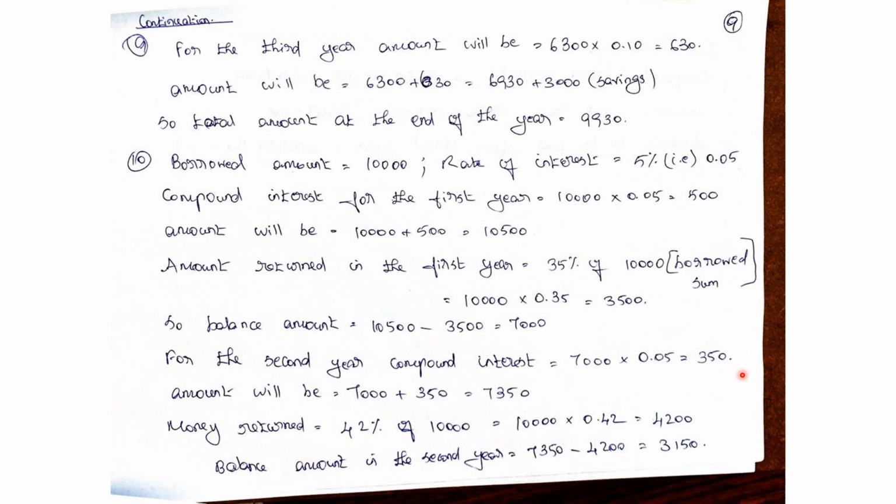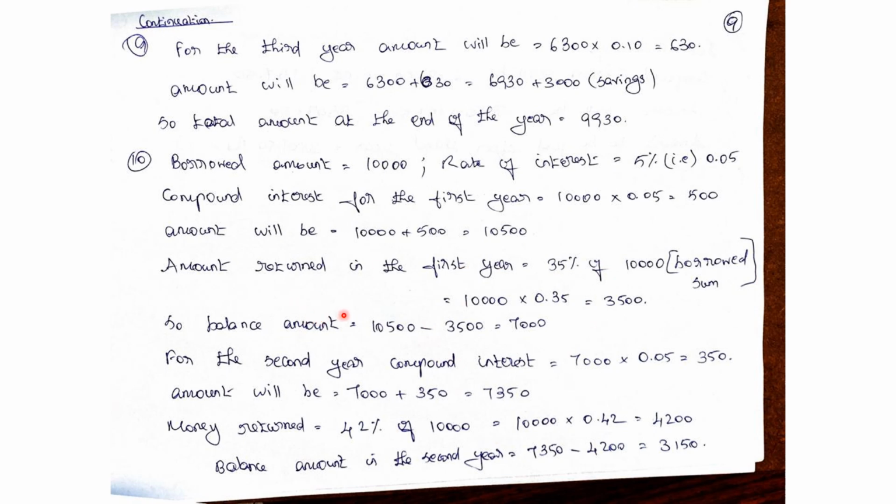Then 10th question. A man borrows rupees 10,000 at 5% per annum compounded interest. He repays 35% of the sum borrowed at the end of the first year and 42% of the sum borrowed at the end of the second year. How much must he pay at the end of the third year in order to clear the debt? Borrowed amount is 10,000. Rate of interest 5%. Compound interest for the first year is 10,000 into 0.05, we'll get 500. Amount will be 10,000 plus 500, 10,500.